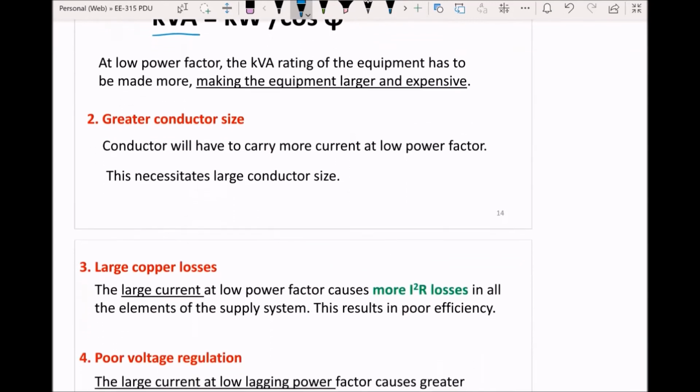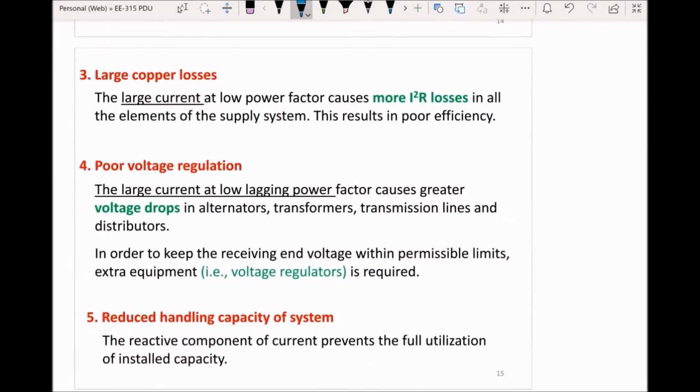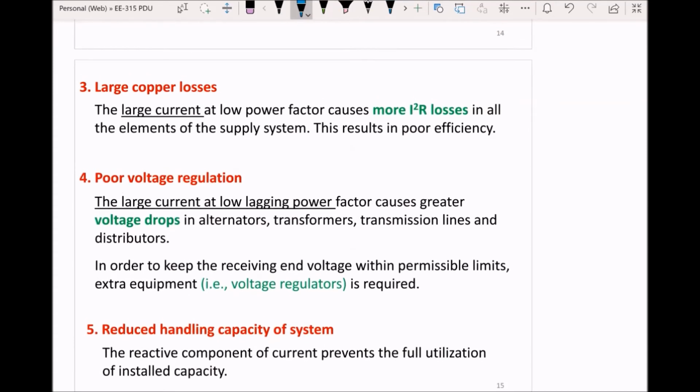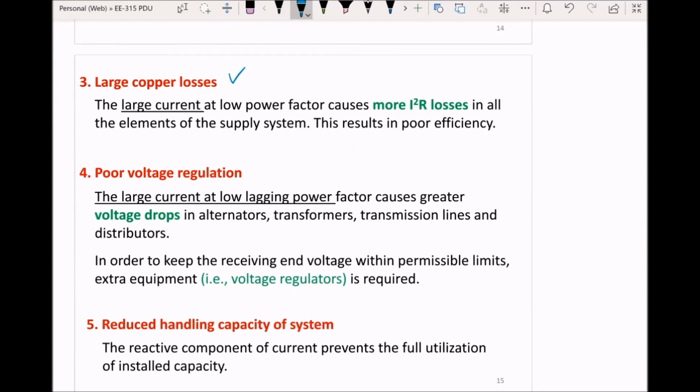The next disadvantage, which we will observe right now, is due to the low power factor: large copper losses. As discussed in the last slide, with low power factor the load current will increase, and with the increase in load current, I squared R losses will also increase, and that will result in poor efficiency.